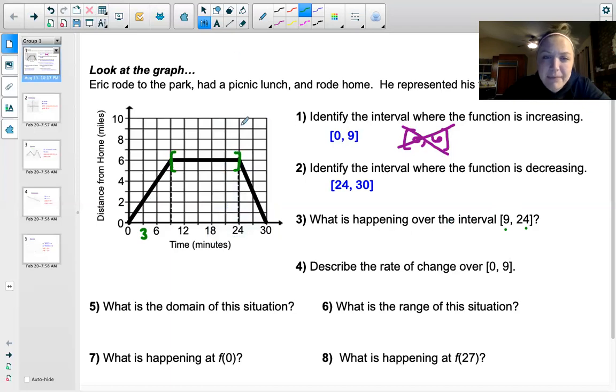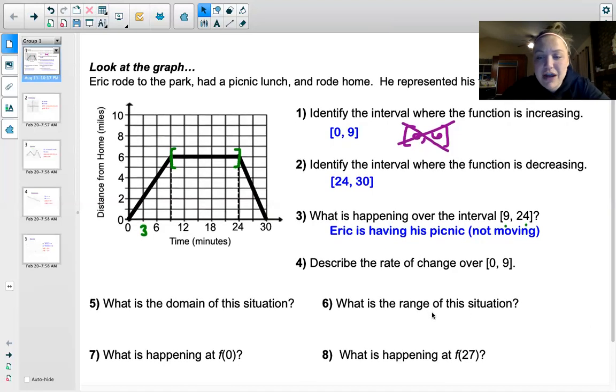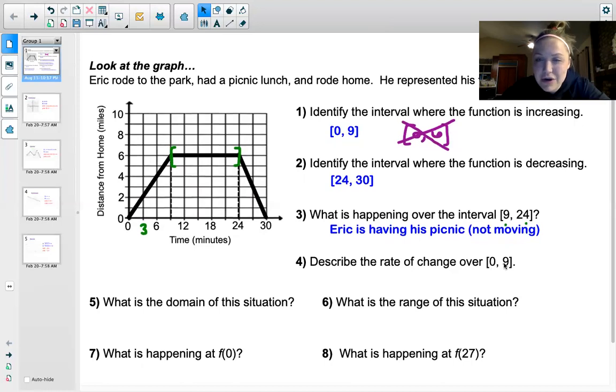Ninth graders, what's happening there? Well, it's not increasing. That means his distance from home is not getting bigger. It's not decreasing, so his distance from home is not getting smaller. So if he's not getting further or closer to home, that means he stopped. Let's look back at the example. He rode to the park, had a picnic lunch, and rode home. Guys, he's having his picnic. He's not moving there. Okay, number 4 says, describe the rate of change over 0, 9.